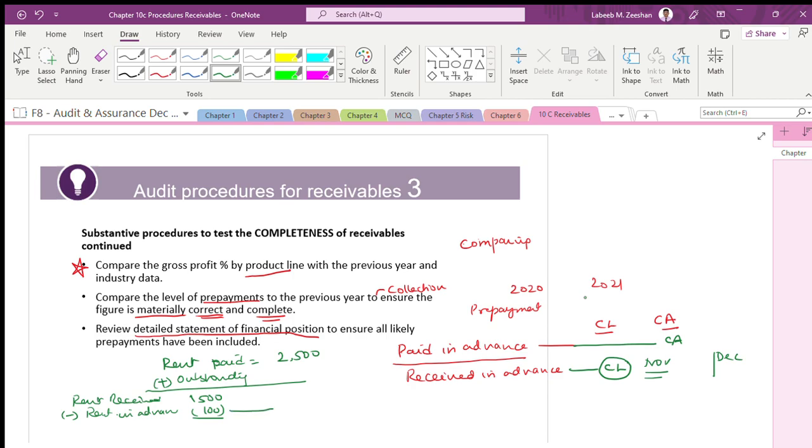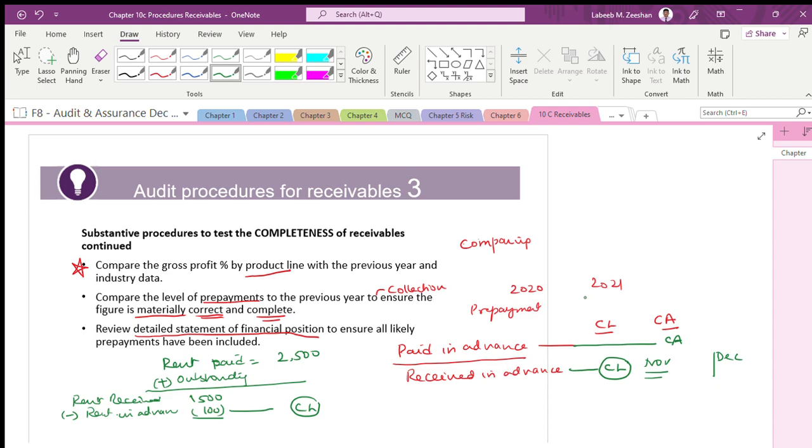This 100 reals, what will you do? You have received it in advance. Is it right? This 100 reals will be identified as what? It will be identified as a current liability. That is the most important thing.